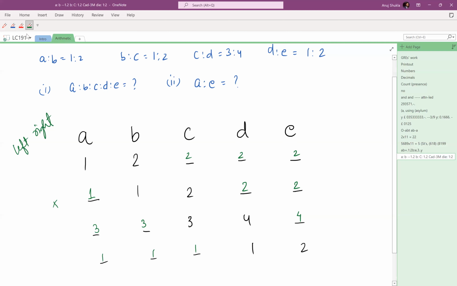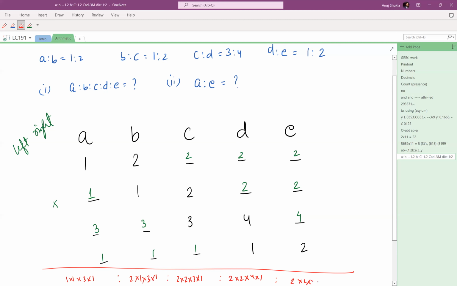Now you write like this. For A, it is 1 into 1 into 3 into 1. For B, ratio 2 into 1 into 3 into 1. Ratio 2 into 2 into 3 into 1. Ratio 2 into 2 into 4 into 1. Ratio 2 into 2 into 4 into 2. This is the ratio of A, B, C, D, E. Okay, so the first one is done.